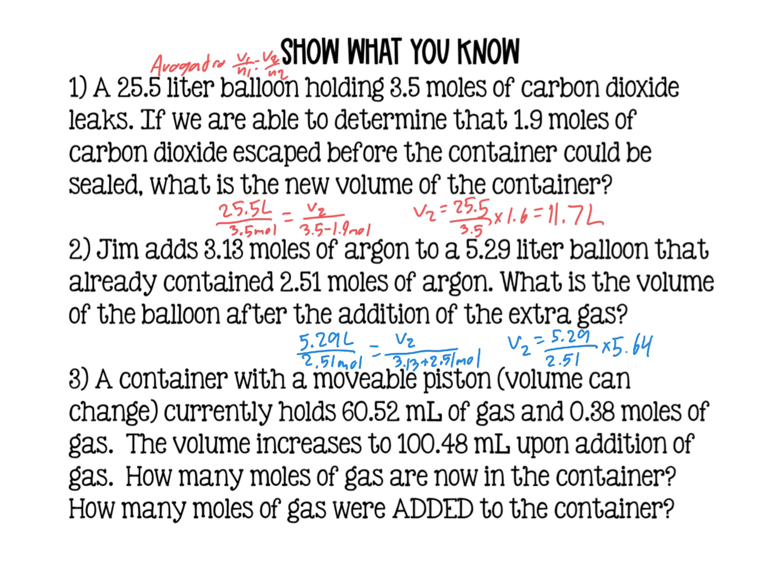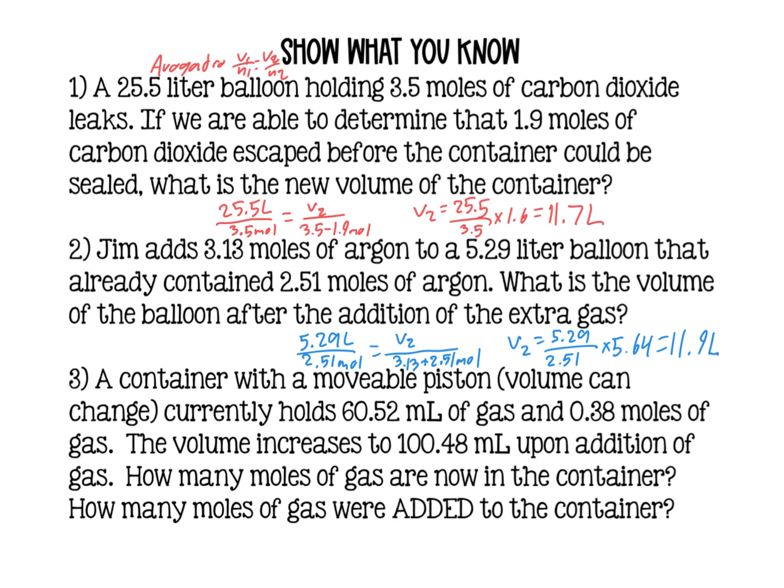We can then solve for the new volume by multiplying the initial volume 5.29 by the new number of moles 5.64 and dividing by the initial number of moles 2.51. Our new volume is 11.9 liters. Now let's look at number 3.